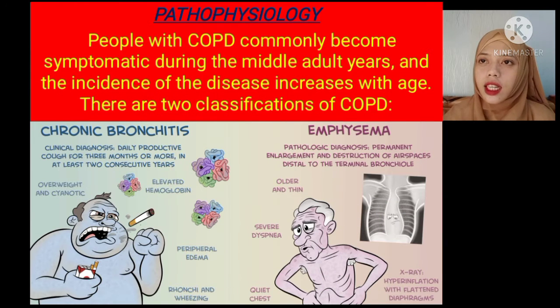Then next is pathophysiology. People with COPD commonly become symptomatic during the middle adult years, and the incidence of the disease increases with age. As you can see in the picture, you can see the symptoms of chronic bronchitis and emphysema. In chronic bronchitis: overweight and cyanotic, elevated hemoglobin, peripheral edema, rhonchi, and wheezing. In emphysema, you can see older and thin, severe dyspnea, quiet chest, and on X-ray, hyperinflation with flattened diaphragms.